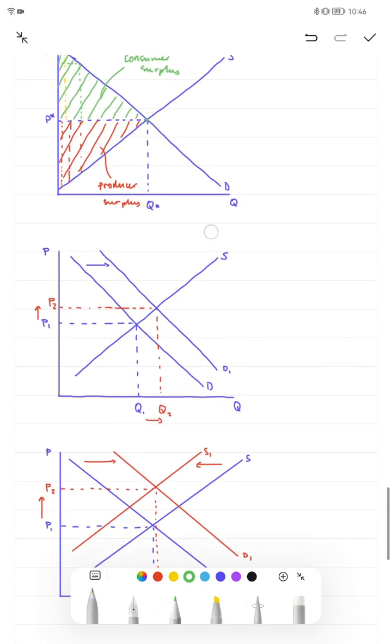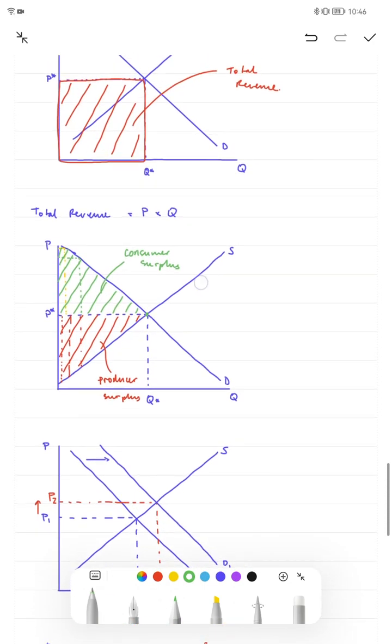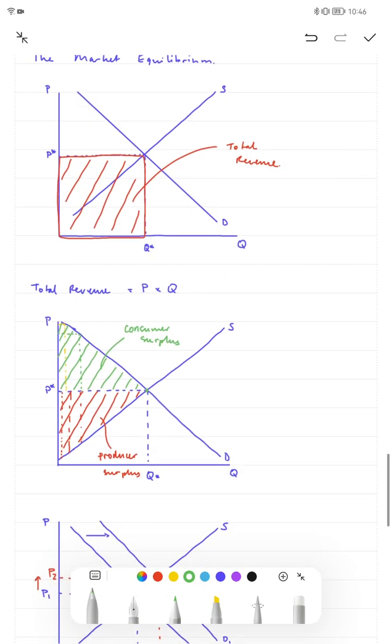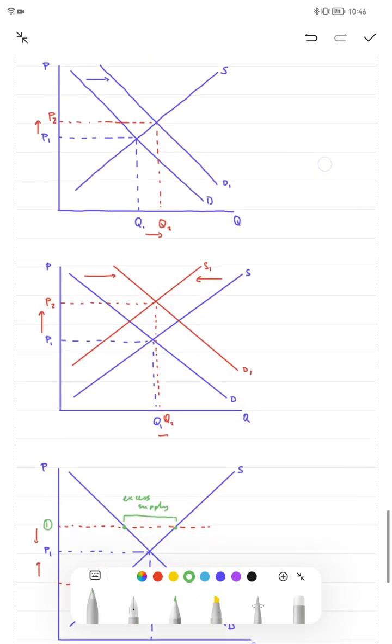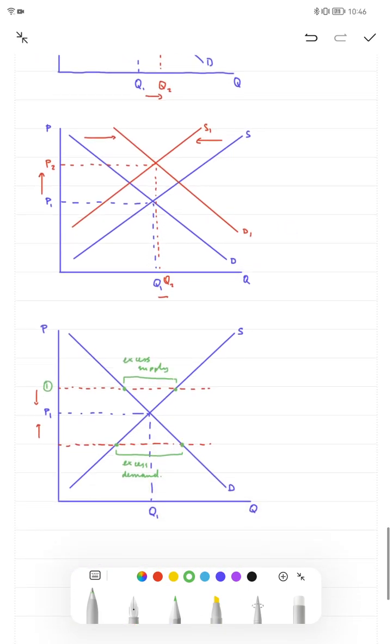And there you have it. That's the market equilibrium, with shifts as well, the various graphs that you may need to know, how to find the total revenue, the consumer and producer surplus, as well as why we have it.